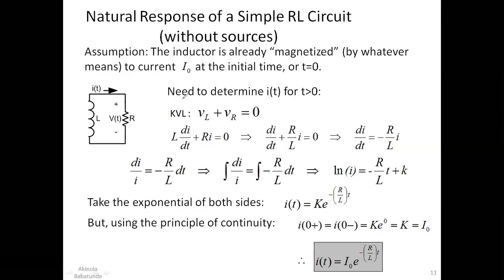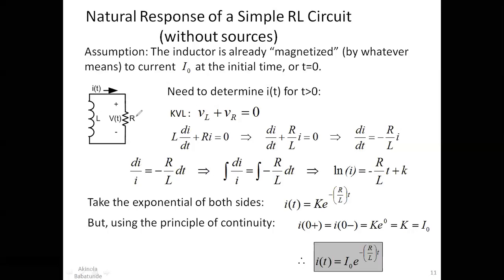First of all, we already know that the circuit is magnetized to current I0 at the initial time, and that initial time is t equals 0. So when t is equal to 0, we have I of 0, and that is also the same thing as I0. Now, the question is to determine the current when t is greater than 0. That is what is right before us to deal with. When t is greater than 0, what would be the current?